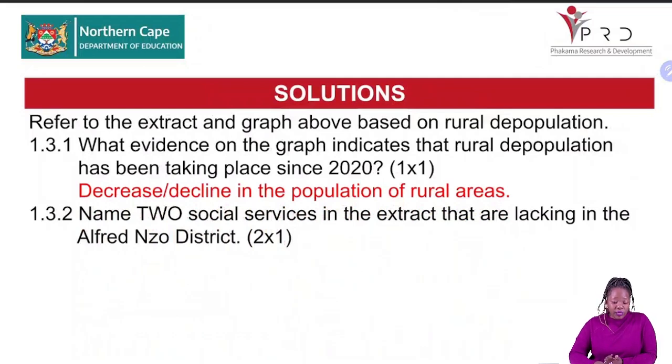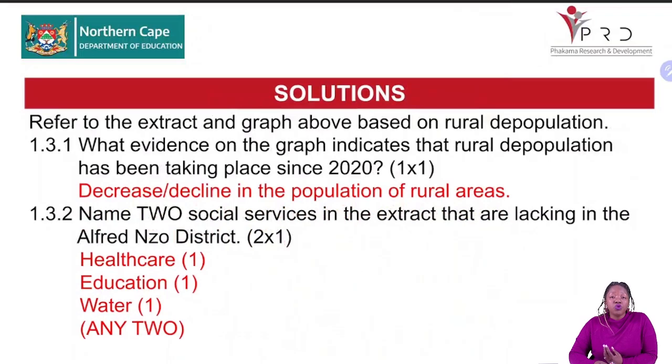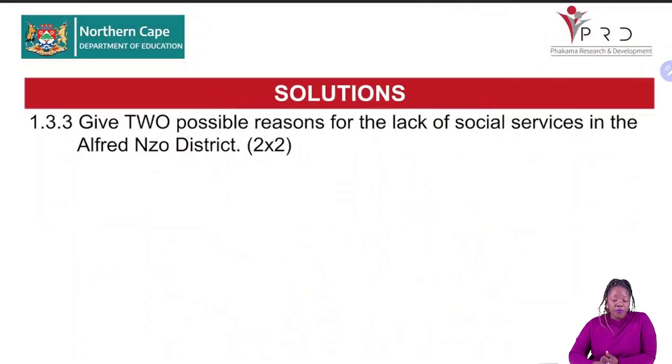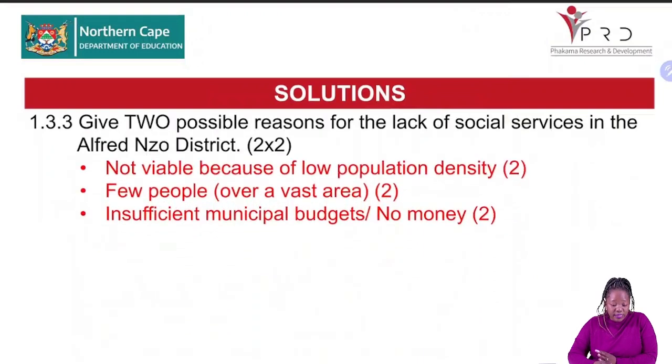And then second question, you are supposed to name 2 social services. Remember, they have mentioned more than 2. They have mentioned healthcare, education, and water. So any 2. Then we proceed to question 1.3.3, whereby you are supposed to give the possible reason why there is this lack of social services in the Alfred municipality.